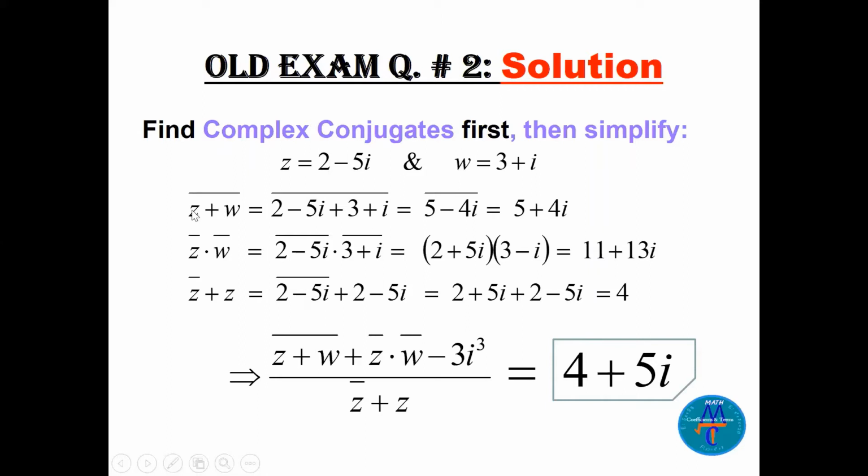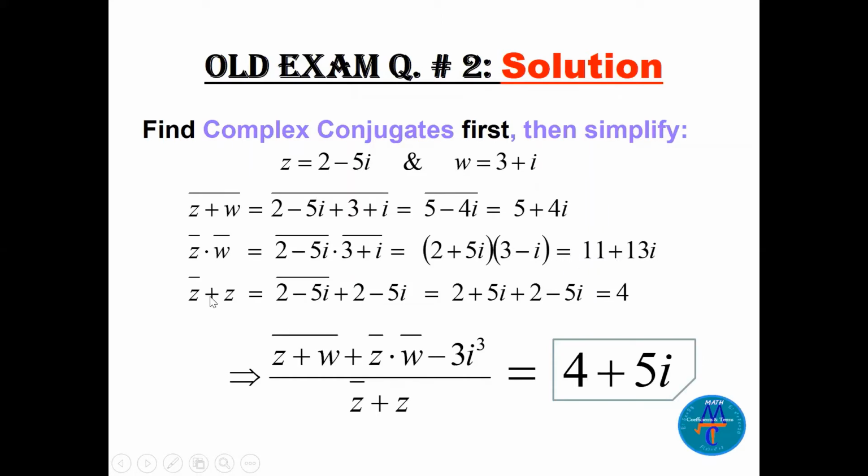Let's see. z plus w, I add them here: 2 minus 5i plus 3 plus i is 5 minus 4i. The conjugate is 5 plus 4i, so we write it here. Now, z bar times w bar. This one bar becomes 2 plus 5i. We have to multiply by FOIL. Figure it out. It will be 11 plus 13i.